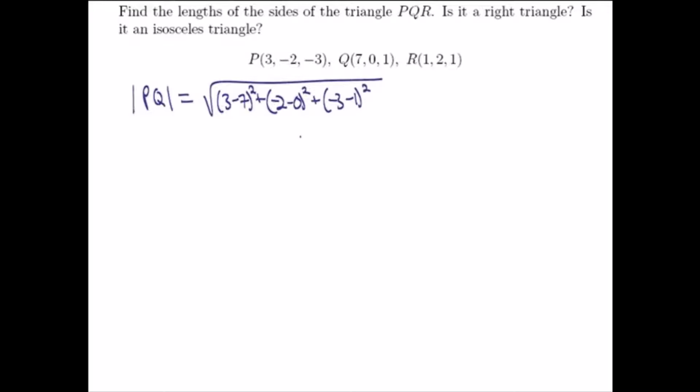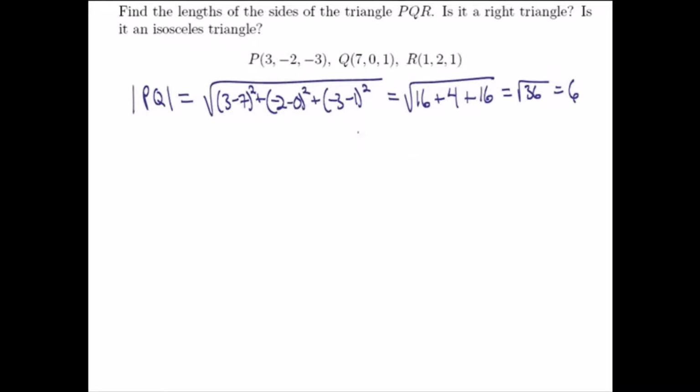and square that. And that's equal to the square root of, well, 3 minus 7 is negative 4, and negative 4 squared is 16. Negative 2 minus 0 is negative 2, and negative 2 squared is 4. Negative 3 minus 1 is a negative 4, and negative 4 squared is 16. 16 and 16 is 32. 32 and 4 is 36, and the square root of 36 is 6. So that is the length of side PQ of this triangle.